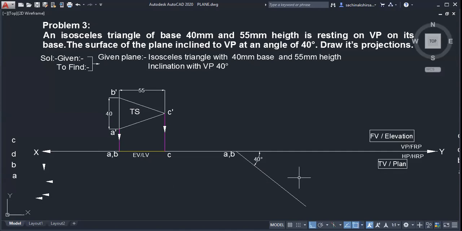The distance equal to the line view or edge view, that is the distance between point AB and point C. This much distance you can take and mark. So it is 55, as we know. In your notebook, you can take help of a compass. Put one end of the compass on point AB, take the distance up to point C, and mark it here.